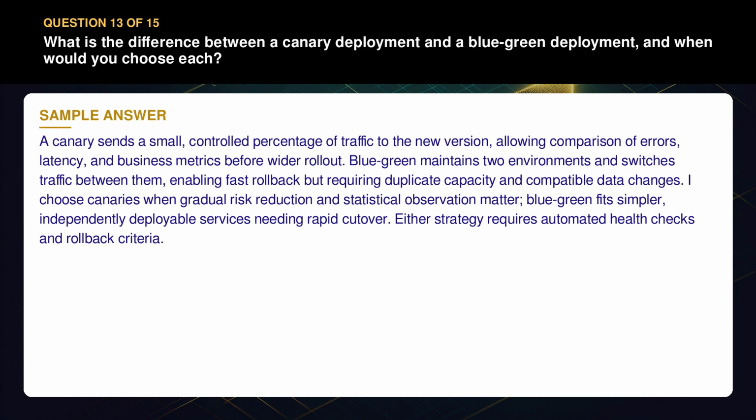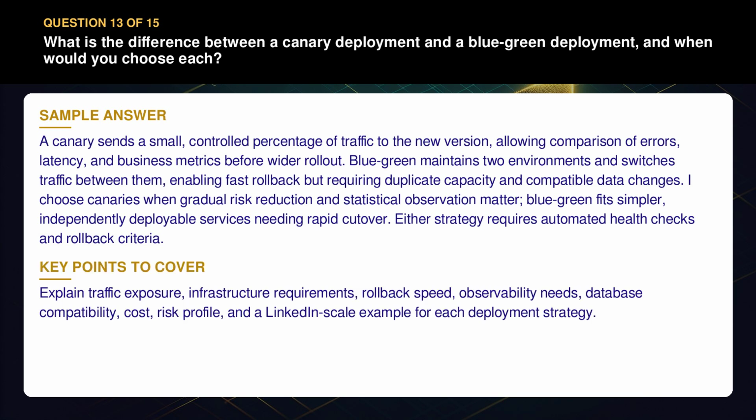metrics before wider rollout. Blue-green maintains two environments and switches traffic between them, enabling fast rollback but requiring duplicate capacity and compatible data changes. I choose canaries when gradual risk reduction and statistical observation matter. Blue-green fits simpler, independently deployable services needing rapid cutover. Either strategy requires automated health checks and rollback criteria. Explain traffic exposure, infrastructure requirements, rollback speed, observability needs, database compatibility, cost, risk profile, and a LinkedIn scale example for each deployment strategy.